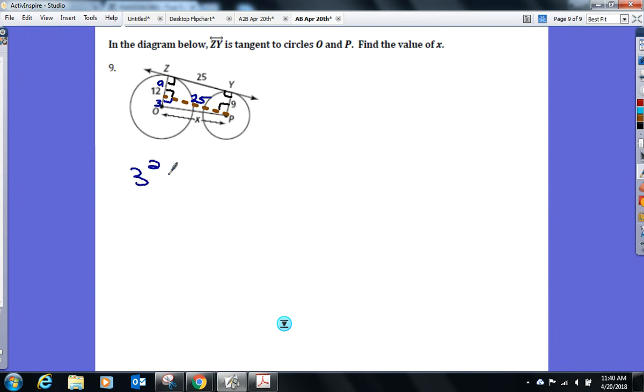3 squared, what's the other leg? 25 squared equals x squared, yep. Yeah, there's the right angle, right? Hypotenuse is always across from the right angle. Again, all I'm doing is taking the smaller radius and making a rectangle with it. All right, making a rectangle.